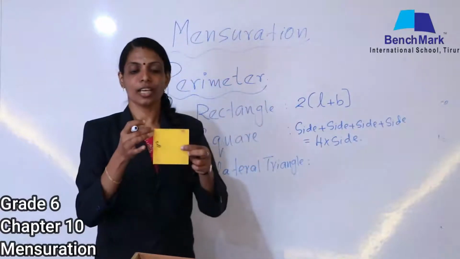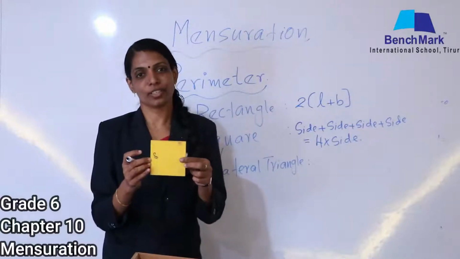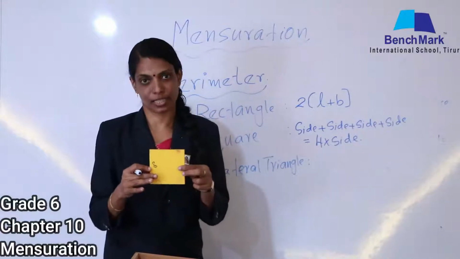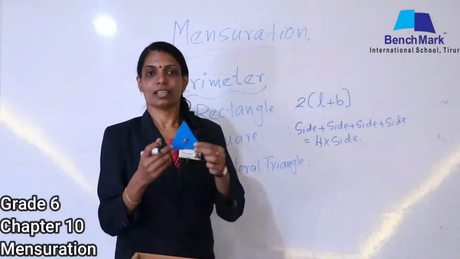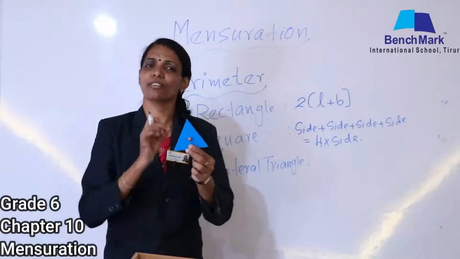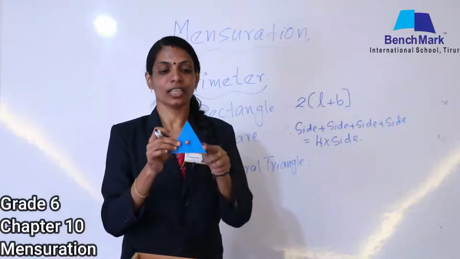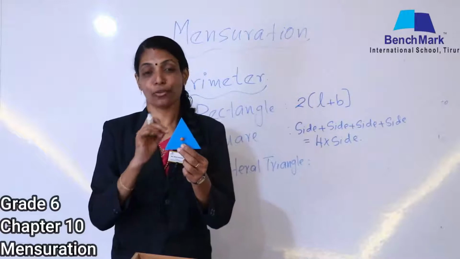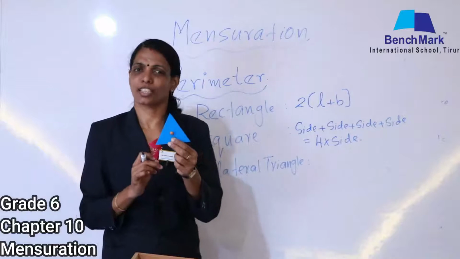So, for example, if one side is 5 centimeters, what can be the perimeter of a square? 4 times 5, that is 20 centimeters. Perfectly correct. Now, let's take the next figure, that is an equilateral triangle. What's the meaning of an equilateral triangle? Yes, a triangle having 3 equal sides. The 3 sides of a triangle are equal for an equilateral triangle. Let's see how can you calculate the perimeter of such a figure.